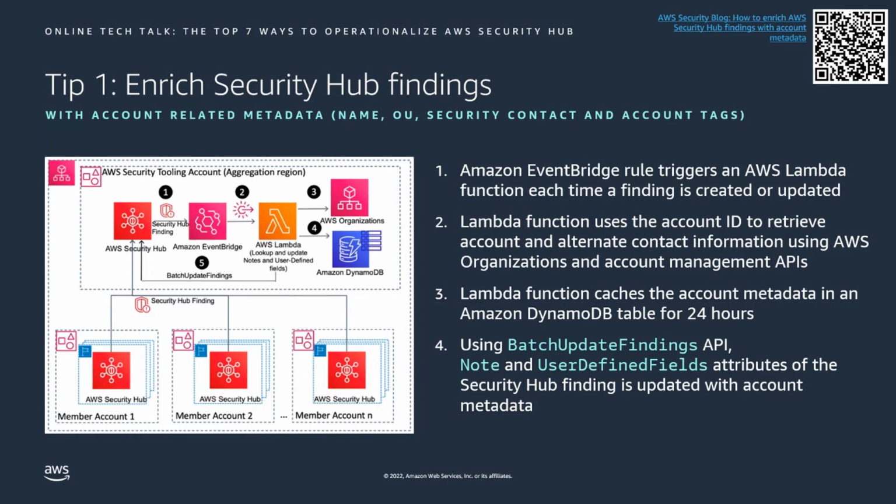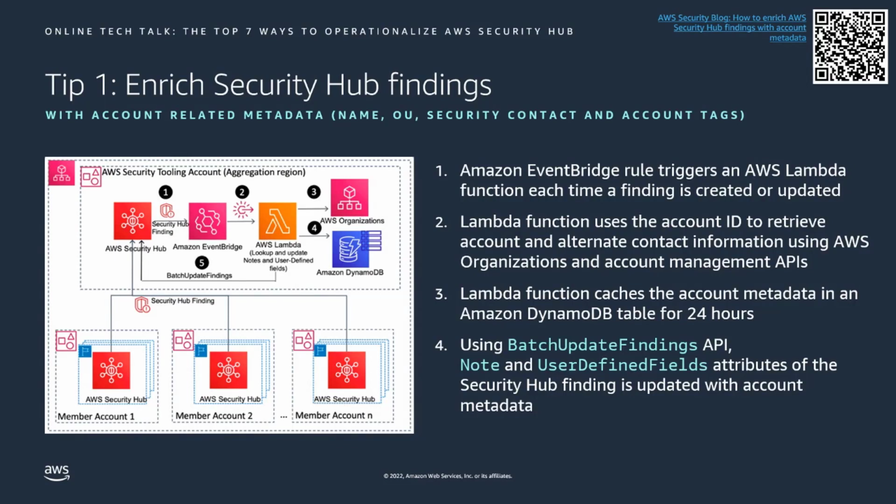So how does the solution work? Every time a finding is created or updated in Security Hub, it emits an event in Amazon EventBridge, which contains all the information about the finding. So we'll create a rule in EventBridge, which will send this event to a Lambda function for further processing anytime a specific condition is met.